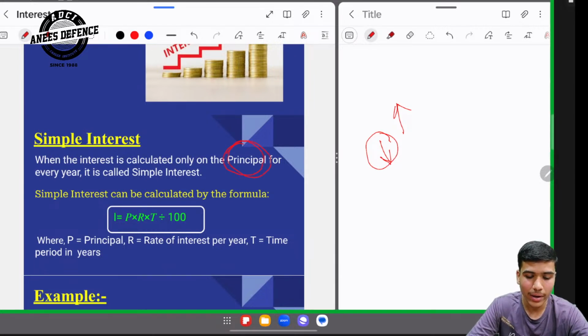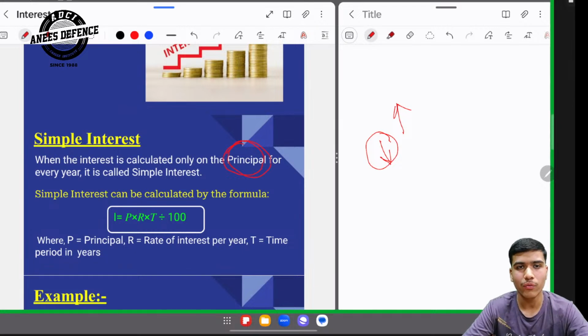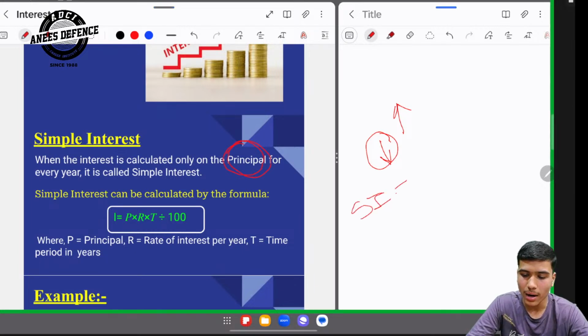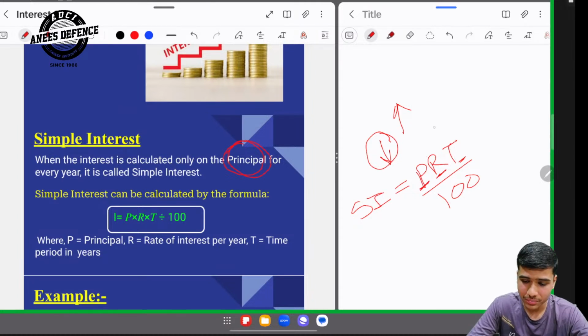We have a small formula for simple interest, that is I is equal to PRT upon 100, where P is principal, R is rate of interest, and T is time. Principal means capital, the money we have borrowed from a bank. Rate of interest is the specified rate the bank has given us. And time means for how many years, months, or days we have taken the loan.